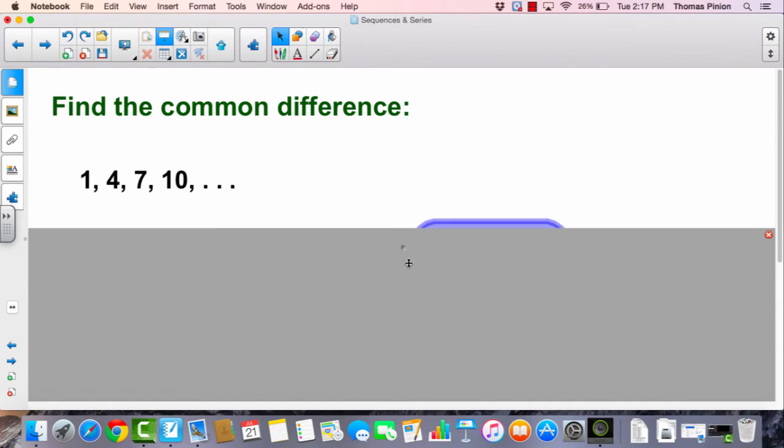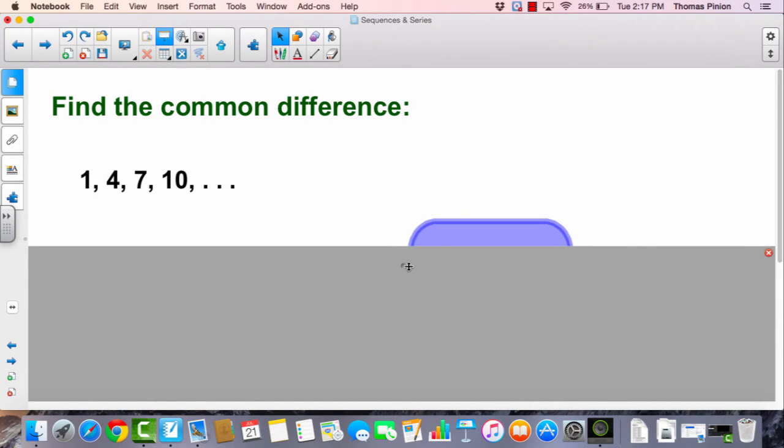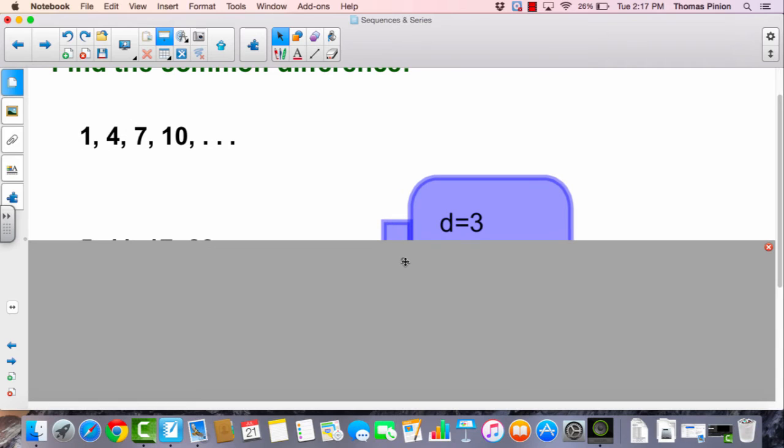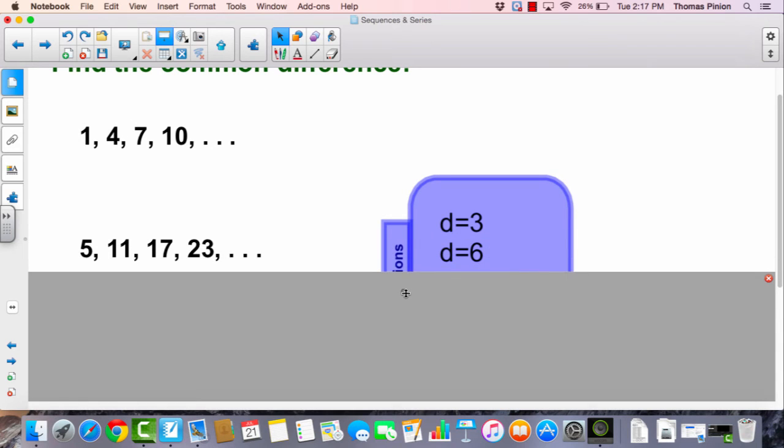So let's find the common difference here. 1, 4, 7, 10. It's real easy to find. We're going up by 3 each time, so I wouldn't even worry about doing what you were shown on the previous page. Next up, we have 5, 11, 17, 23. Again, real easy to see. You're only going up by 6 each time. I would not worry about showing the steps.